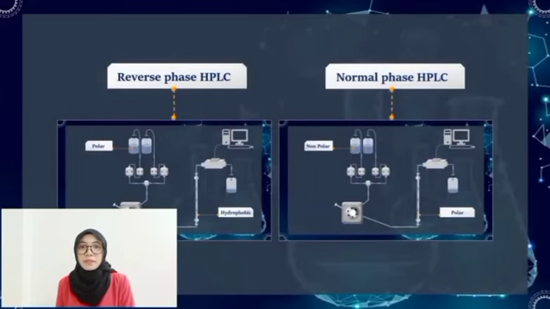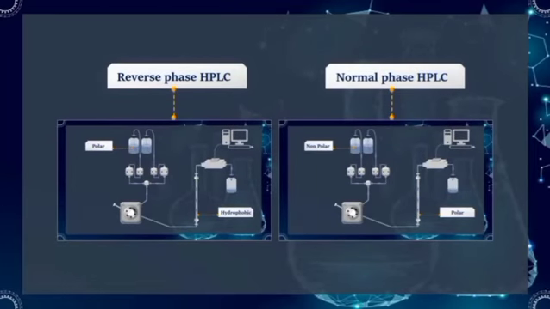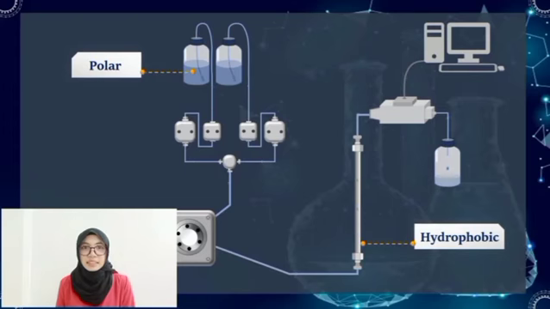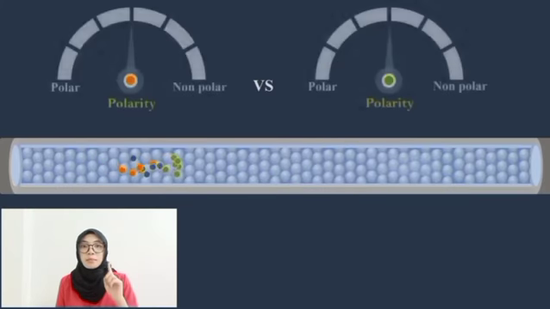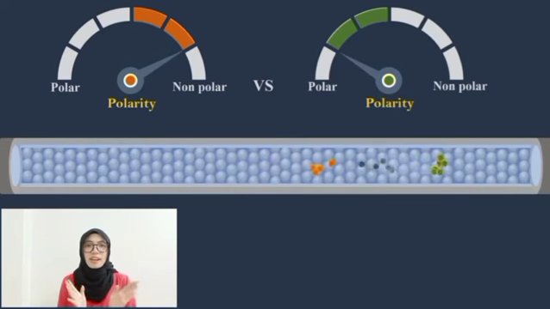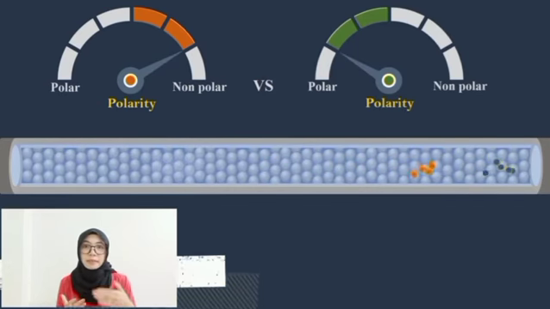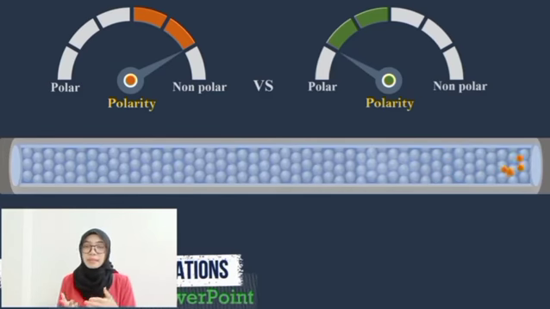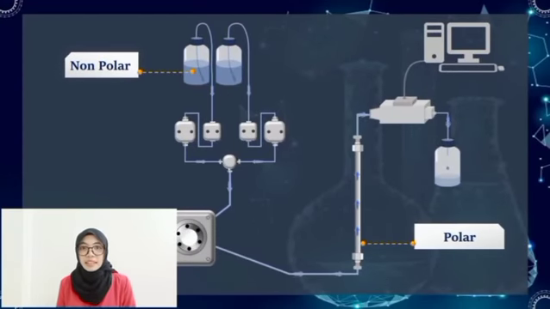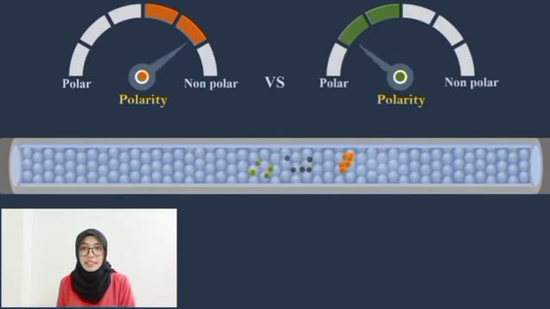There are two types of phases for HPLC, which are reverse phase and normal phase. Reverse phase HPLC consists of a non-polar stationary phase and a moderately polar mobile phase. The more hydrophobic the analytes, the more they are retained on the stationary phase. It's the opposite for polar analytes, where they prefer the mobile phase, which then makes them move faster. Normal phase HPLC has a polar stationary phase and a non-polar mobile phase. The more polar the analytes, the more they are retained on the stationary phase, and vice versa.